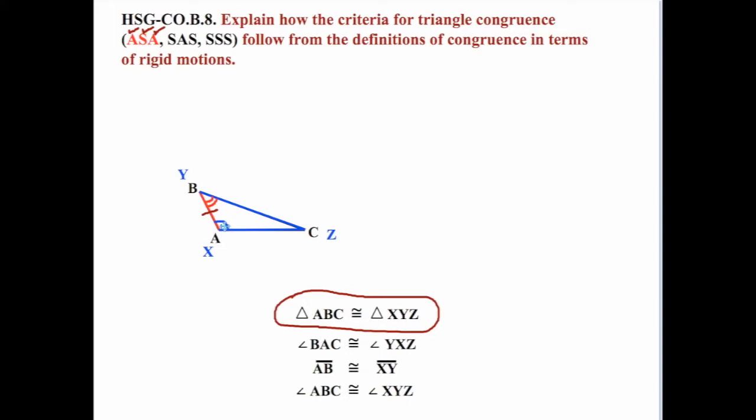So we met these conditions. We showed that this first pair of angles, BAC and YXZ, are congruent. Then we moved it over to where segment AB and XY overlap, and then in turn angle ABC and XYZ overlapping, and again showing that these are congruent and we have them overlapping each other.